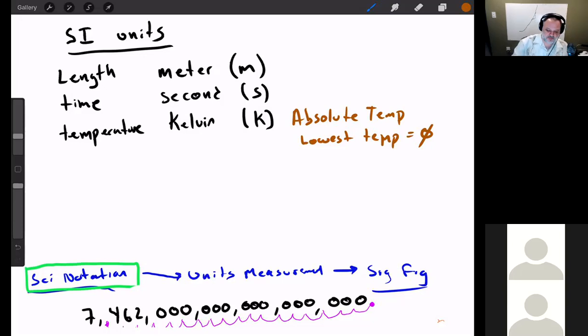What about mass? Mass is the next one. Yeah, it is the kilogram. It's not the gram. It's the only one that has an actual prefix. Notice that meter doesn't have a prefix. It's not kilometer or centimeter. Seconds doesn't have a prefix. We're going to talk about that more in a second. Kelvin doesn't have a prefix. Kilogram is the only SI unit that has a prefix.